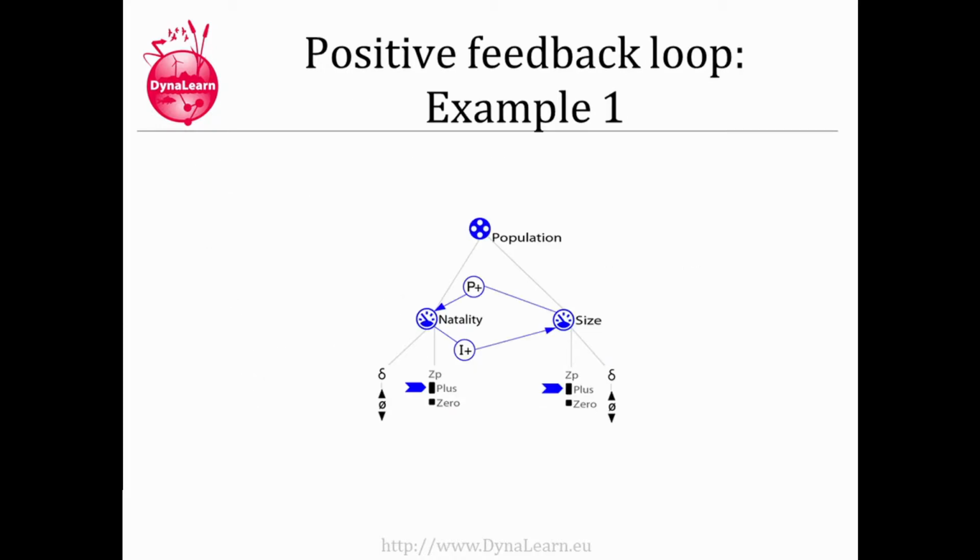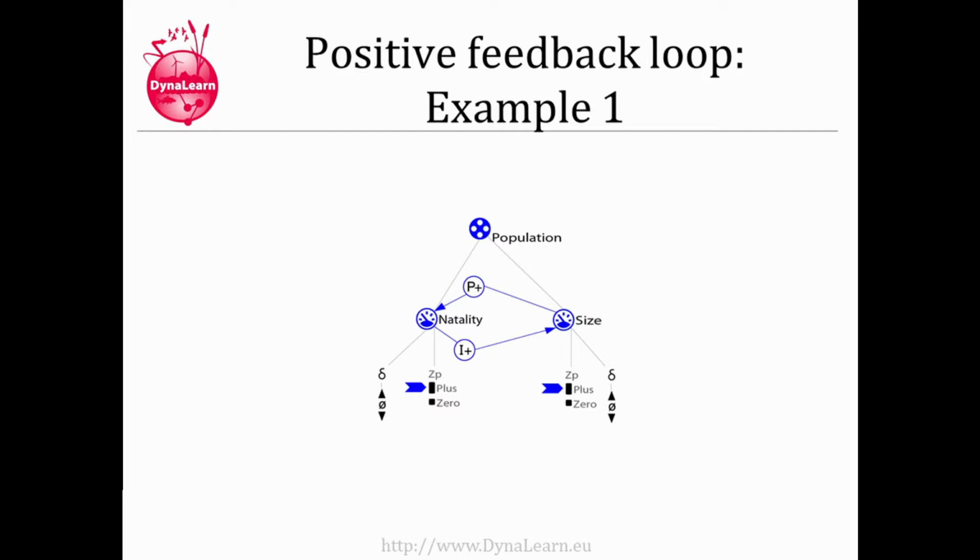In this first example of a positive feedback loop, we see a population which has a size, which represents the number of individuals within the population. It also has a natality, which represents the number of individuals that are born. There is a positive influence from the natality to the size of the population, because the individuals that are born add to the size of the population.